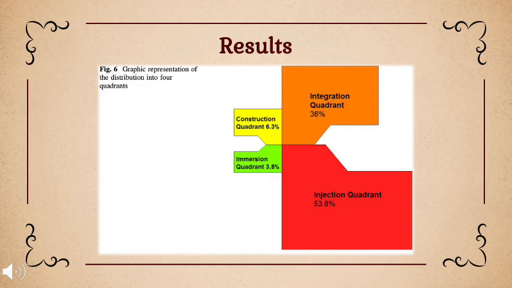Then the fourth question asks, will there be integrated courses reported where objectivist and constructivist approaches are being used equally, fitting the integration quadrant? And there were 74 courses, or 36%, that were in the integration quadrant.